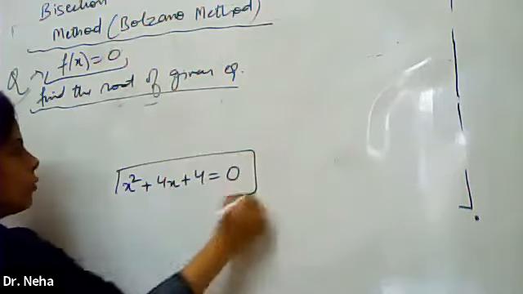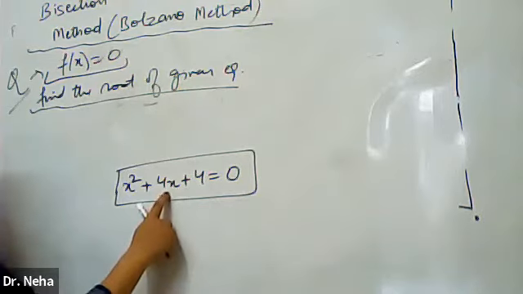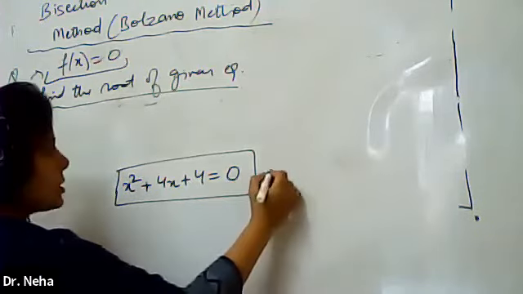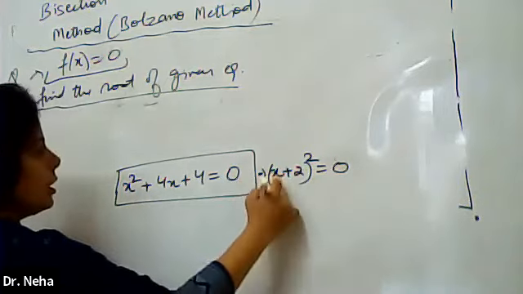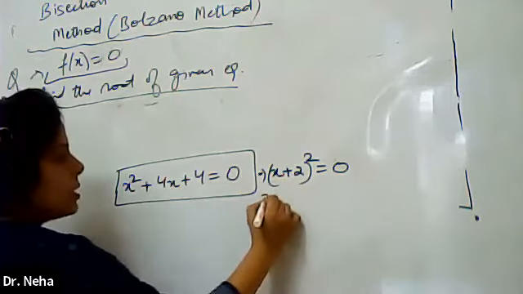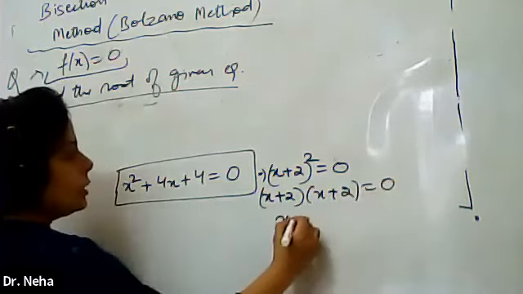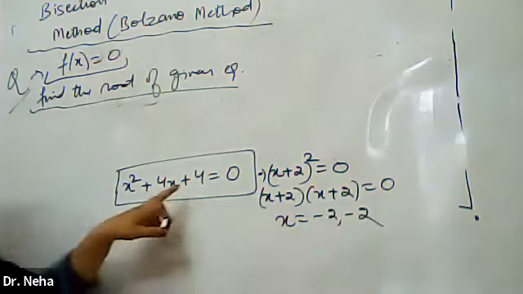We are given a quadratic and our statement is find the root of this equation. What will be the root of this equation? Can anyone tell me? Exactly. So how will you solve this? This can be written as (x plus 2) whole squared. Is it true? Let us solve it. a squared plus b squared plus 2ab. That means (x plus 2) multiplied by (x plus 2) is equal to 0. That means x is equal to minus 2 and minus 2. So these are the roots of this equation.